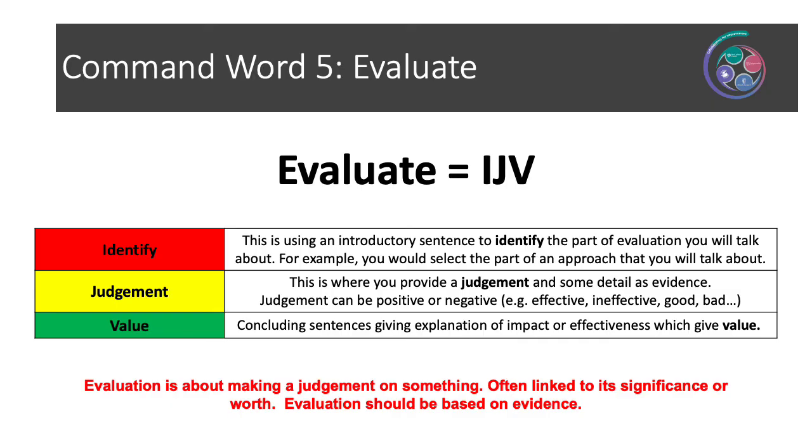So if you're evaluating an approach, you would pick out part of the approach that you're going to talk about. You then go on and give a judgment on something. A judgment can be positive or negative. And you might use some phrases like, it was effective, ineffective, it was good, it was bad. And then you'll finish off your evaluation by giving the value of something. And that is you concluding by giving the explanation of the impact or the effectiveness and kind of what the value is that it has.